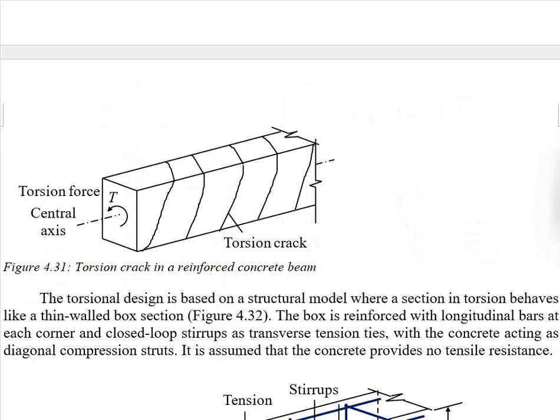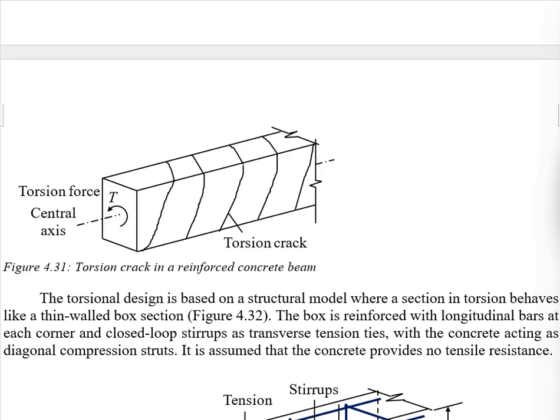Taking this member as an example, this is its central axis. When there is a torsional force, the member tends to twist in the directions of the force. This leads to tensile stress within the member, and when this tensile stress exceeds the concrete tensile strength, diagonal torsional cracks happen. The crack will look something like this, spiraling around the members. This kind of force can happen within a member in reinforced concrete structures.